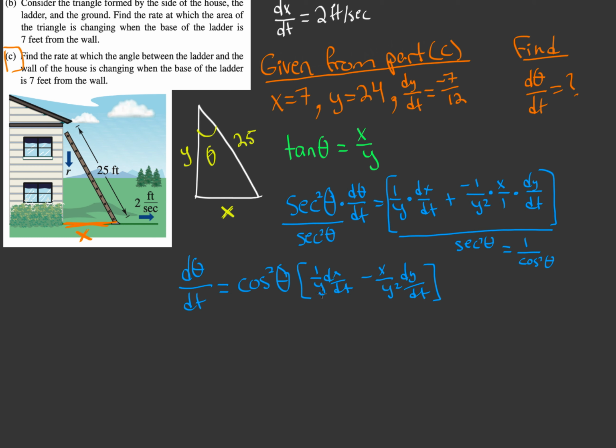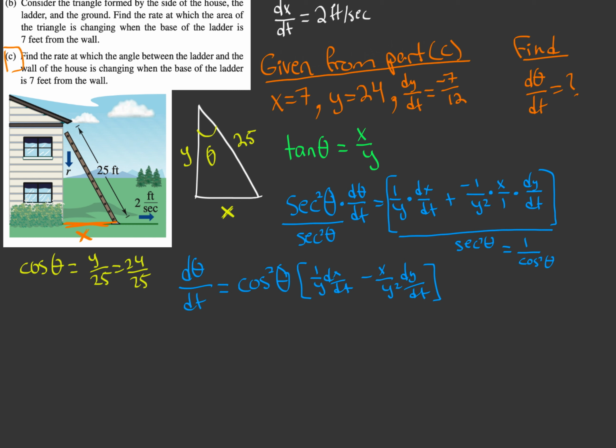Looking at the equation, we have our y, our dx dt, our x, and our dy dt, but we don't have a theta. So how are we supposed to figure out what theta is? The equation has cosine of theta, and then all of that is squared. If we look at our triangle, cosine of theta is adjacent over hypotenuse. So cosine of theta is equal to y over 25. We already know y is 24, so cosine theta is just 24 over 25.